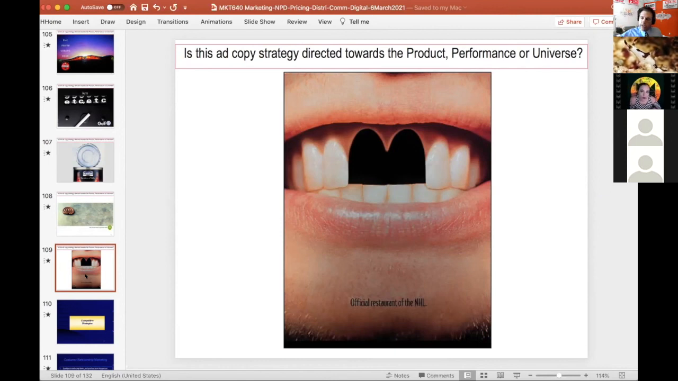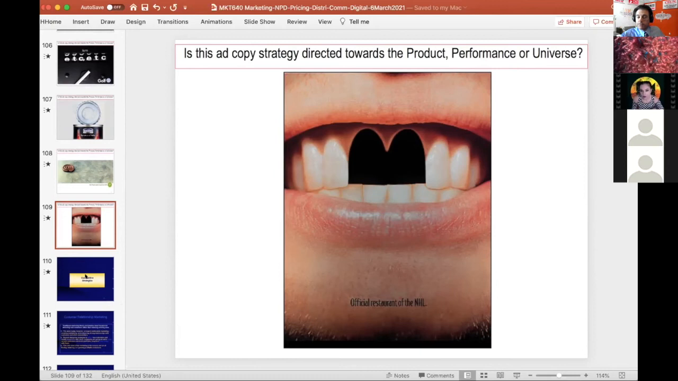All right. So every ad, the next time you see an ad in a magazine or online or whatever, you can see it always is based on this thing: product, performance, universe. Any questions?